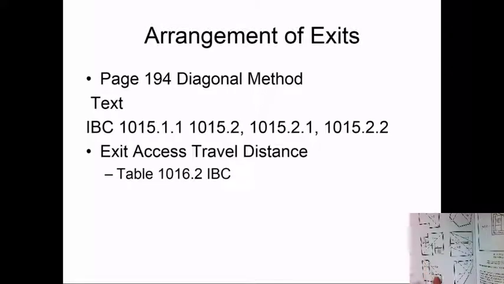If we have an odd-shaped room, you can't measure from here to here because that would be shorter. I have to take the longest length. Half of that means that door could be there and that door here. So we've got to do our remote exits.